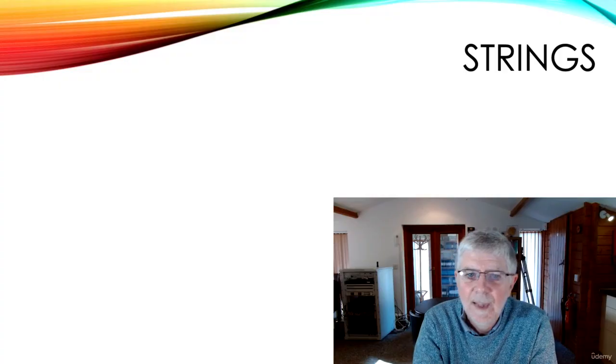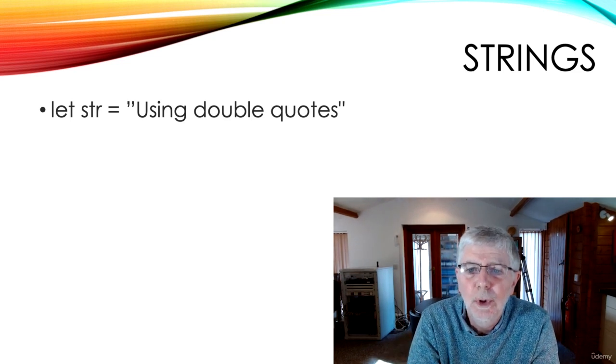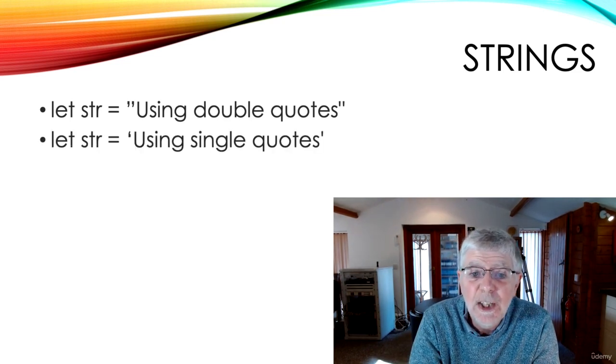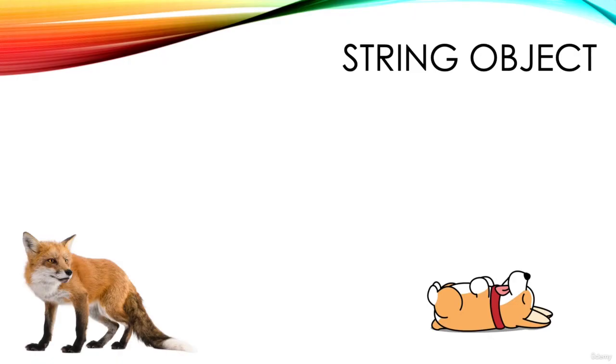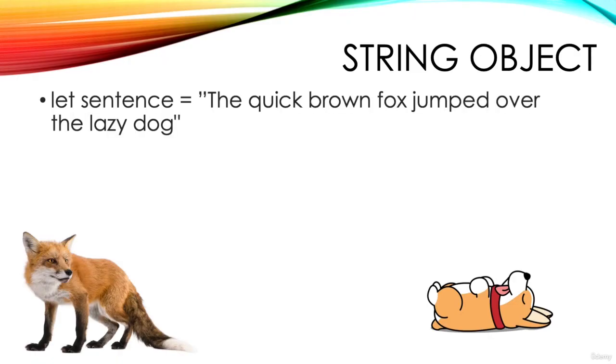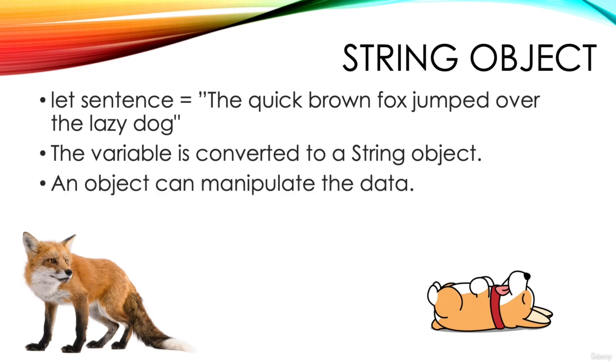Strings. In the previous video you met the special kind of JavaScript variable called a string. You created a string by surrounding a word or sentence with double quotes, but you can also use single quotes. For example, let sentence = 'The quick brown fox jumped over the lazy dog.' When you create a string in JavaScript, it's converted into a data type called a string object. An object in JavaScript can not only store data, it can also be used to manipulate the data.